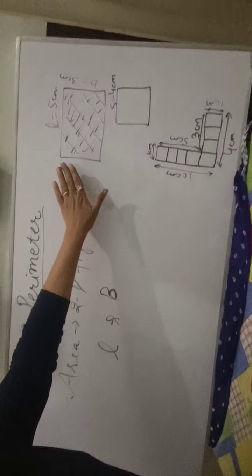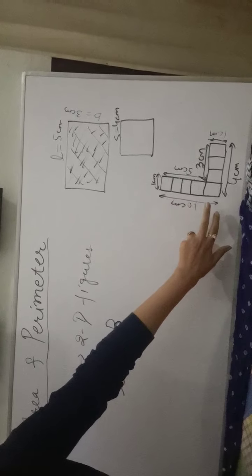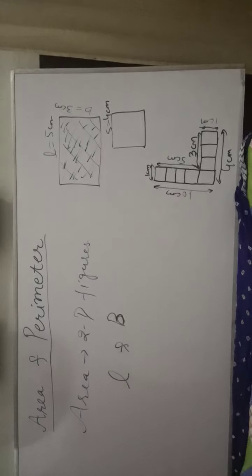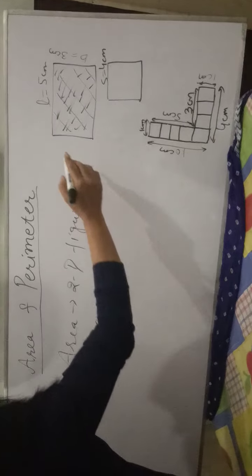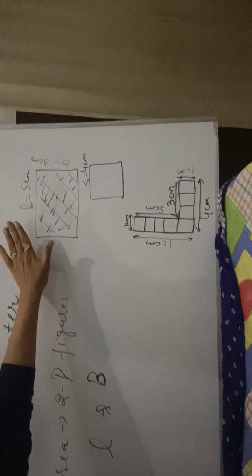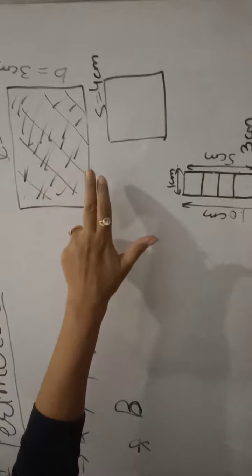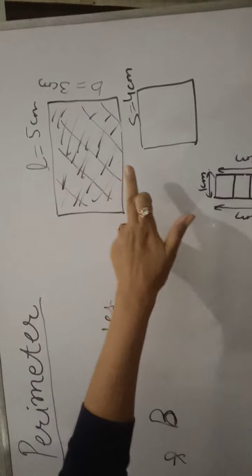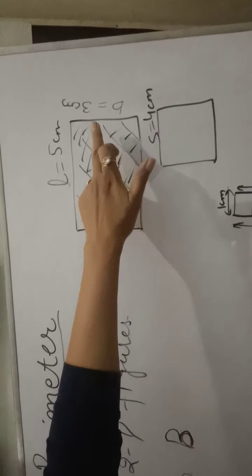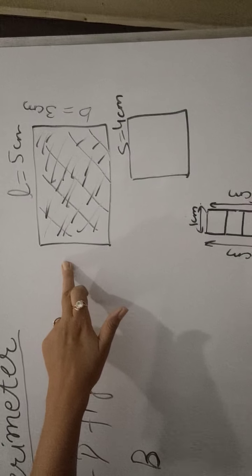Suppose we are given this rectangle polygon, this is a square polygon and this is an L shape polygon. Now if I talk about this polygon, we have length and breadth. If you have heard earlier that opposite sides of a rectangle are always equal, this is length. If this is 5 centimeter, this will be also 5 centimeter. This is breadth and this is breadth. If this is 3 centimeter, then this is 3 centimeter.